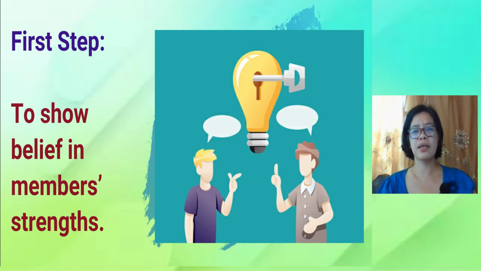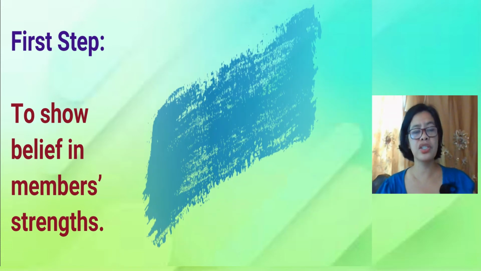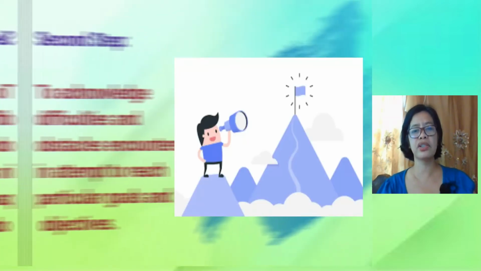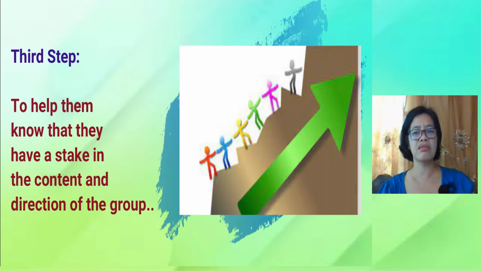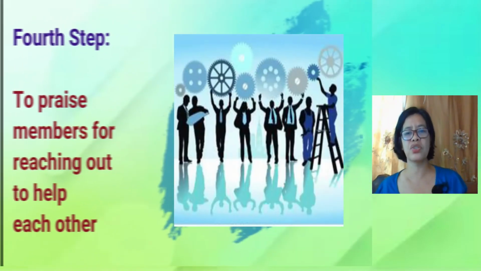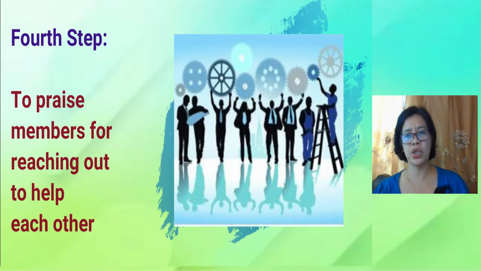The second step is to acknowledge difficulties and obstacles encountered in attempts to reach particular goals and objectives. Because our members are not perfect anyway, but we have to acknowledge their difficulties. The third step is to help them know that they have a stake in the content and direction of the group, that they have a part, and they can contribute something to the group. And the fourth step is to praise members for reaching out to help each other, of course.